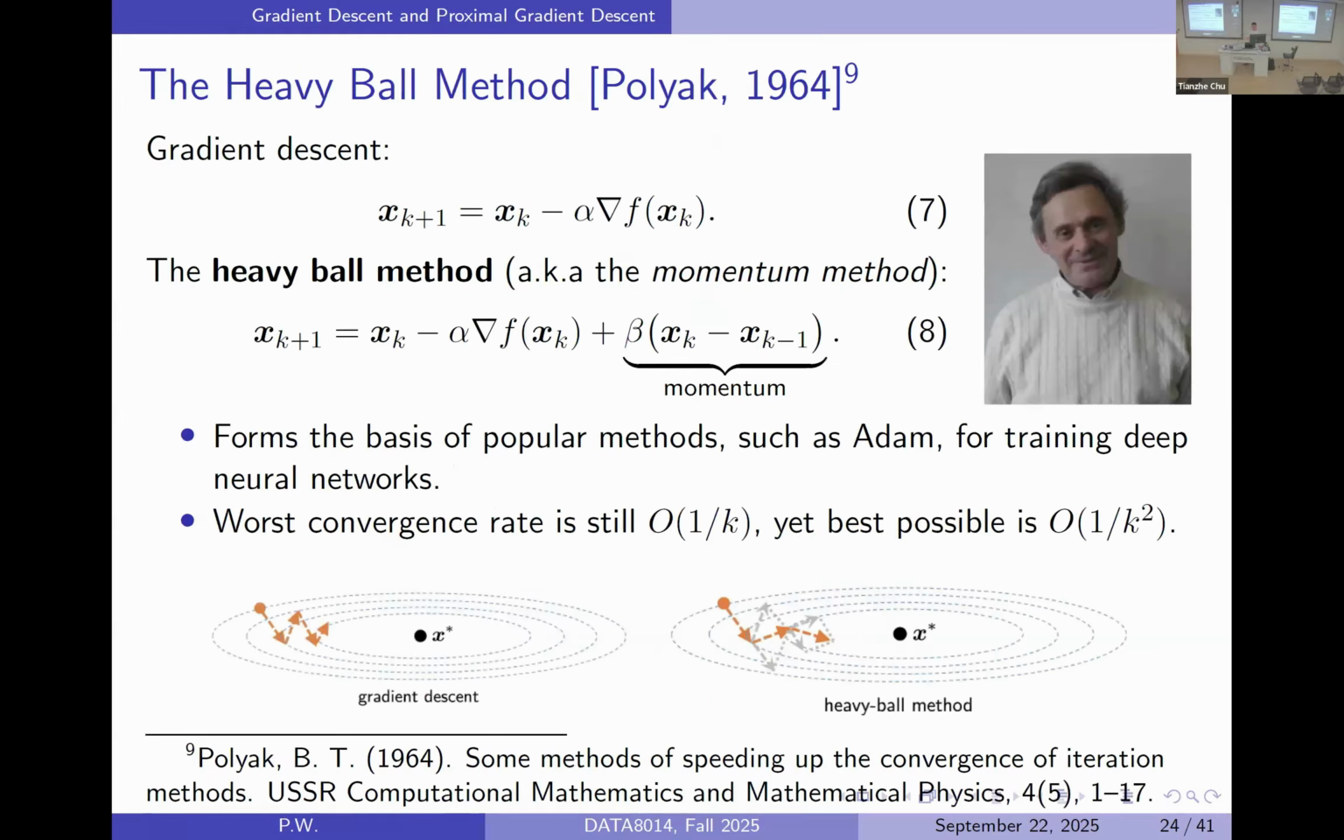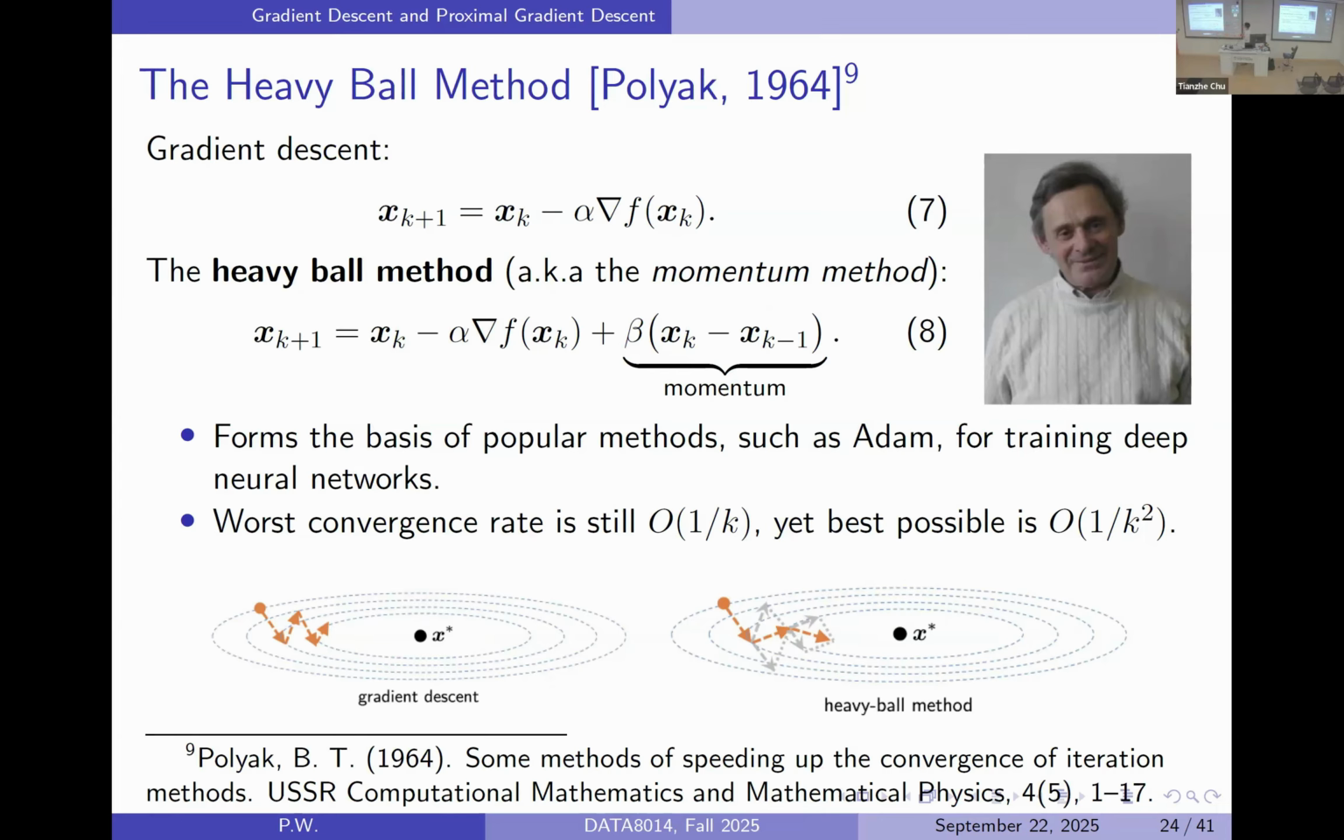Okay, now let's move further from gradient descent and also proximal gradient to other first order algorithms, accelerated algorithms. The first one I want to introduce is the heavy ball method. This is also a very well-studied algorithm. It was first proposed by Polyak in 1964.